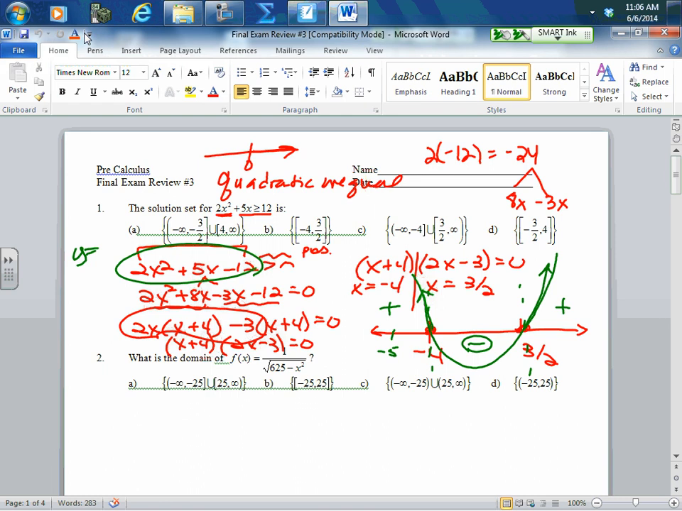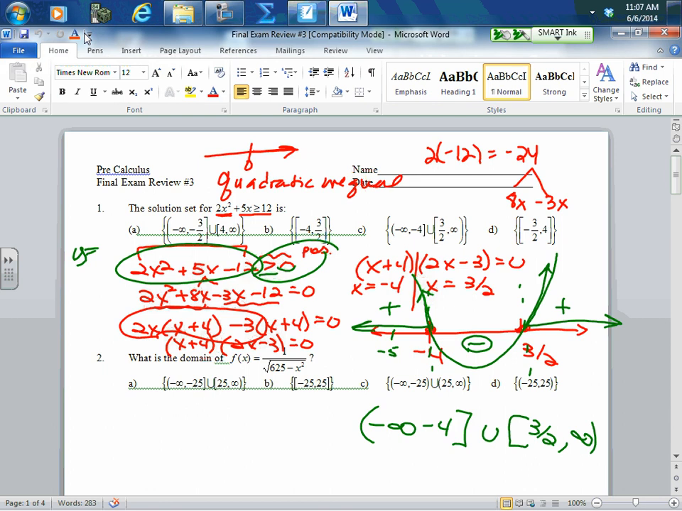So that's why this is important with the 0, I want the positives. I want this one and this one. So I want negative infinity to negative 4, or 3 halves to infinity. That was a good one because it had your factoring in it, and it had your inequality in it. It's got soft brackets versus hard brackets in it. If we include it, it's a hard bracket. If we don't include it, it's a soft bracket.